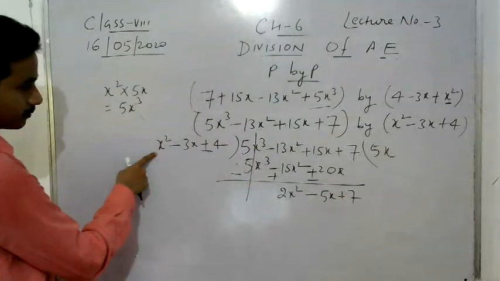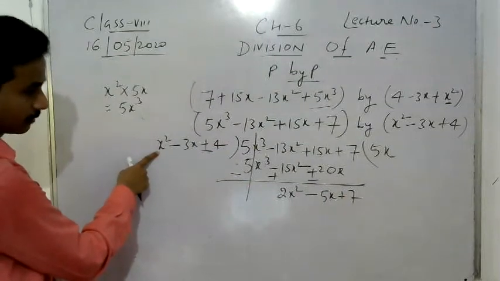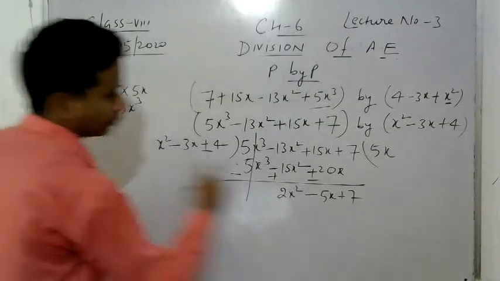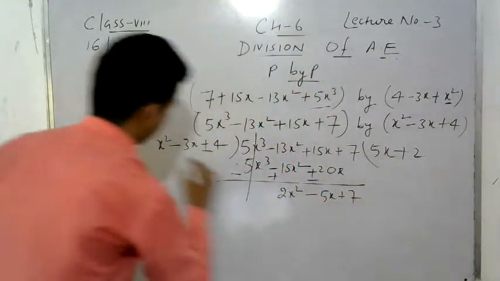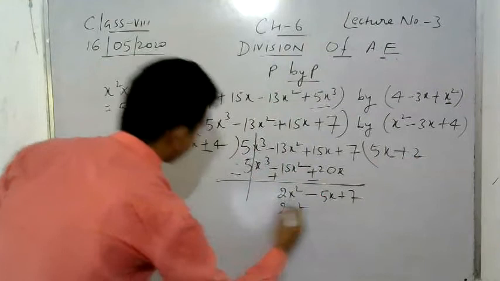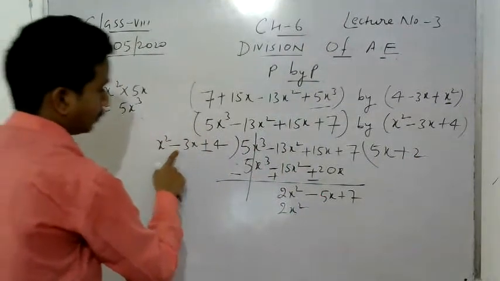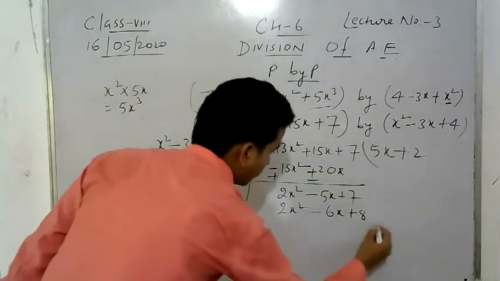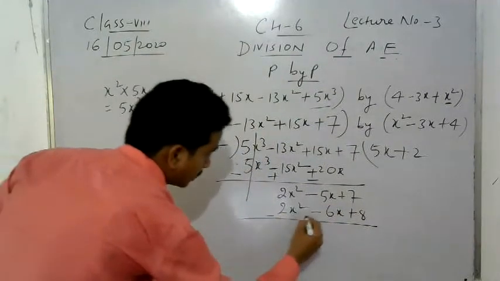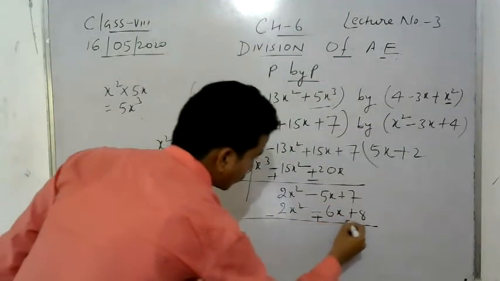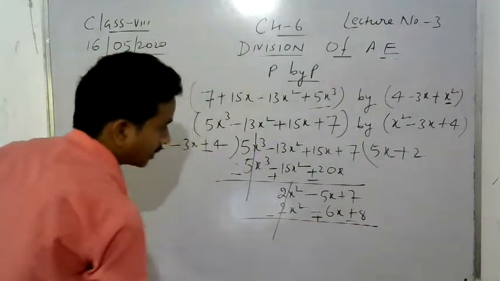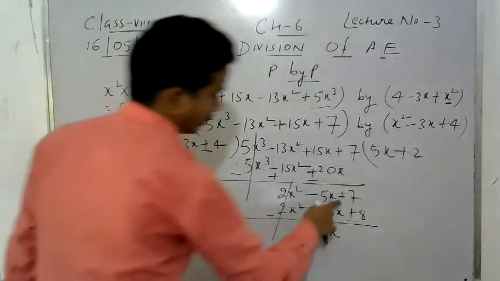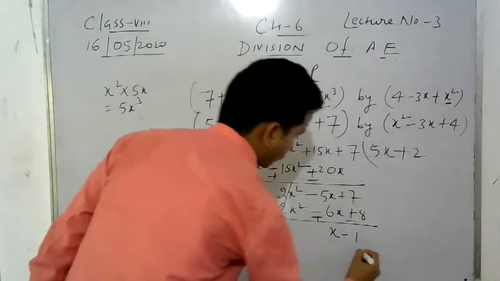Now here, by what factor should you multiply the first term so that you will get 2x square? So x square should be multiplied with 2. So here write 2. 2 into x square is 2x square. 2 into minus 3x is minus 6x, plus 2 into 4 is 8. Here again change the sign of the second expression, minus plus minus, and this will be cancelled out. Now here minus 5x plus 6x is x, and here 7 minus 8 is minus 1.